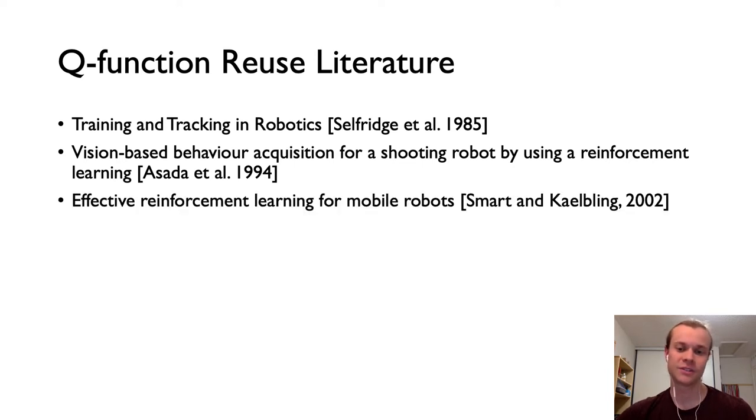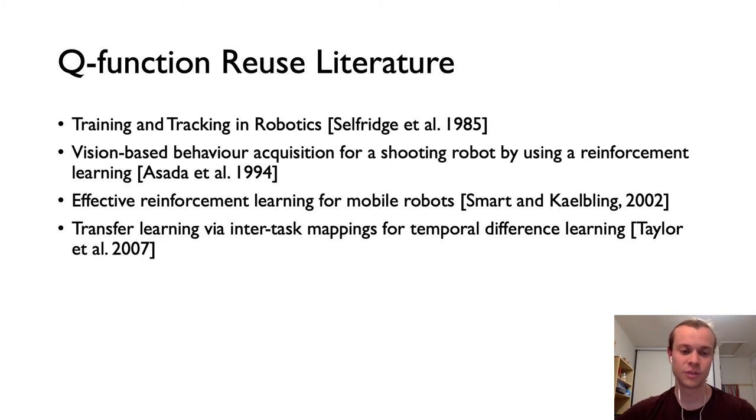In this work, it's a slightly different flavor of Q function reuse, but it still follows the same general steps. They're basically training a robot from human demonstration, so a human trains the robot, and while the human is in control of the robot, the robot is using those actions that the human is taking to basically learn a Q function. Then the human stops training the robot, and that Q function that it's learned is then used as the initialization for the robot to start learning on its own.